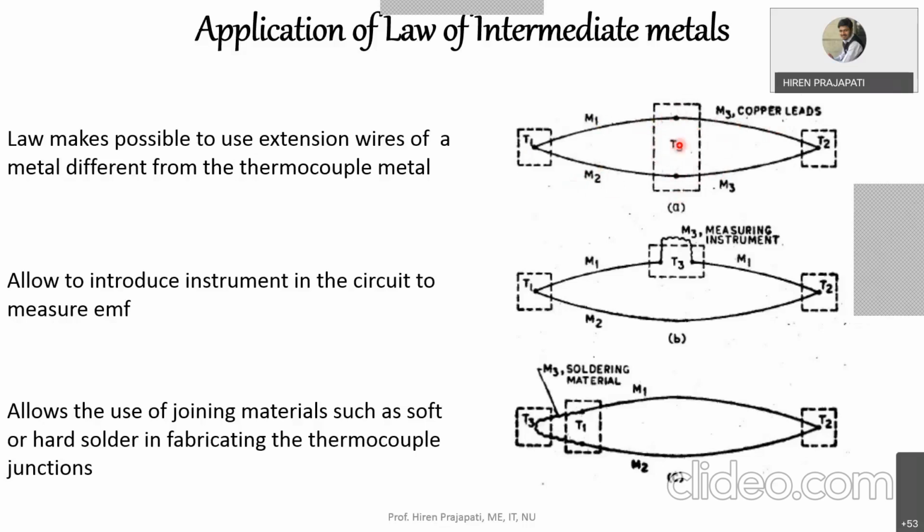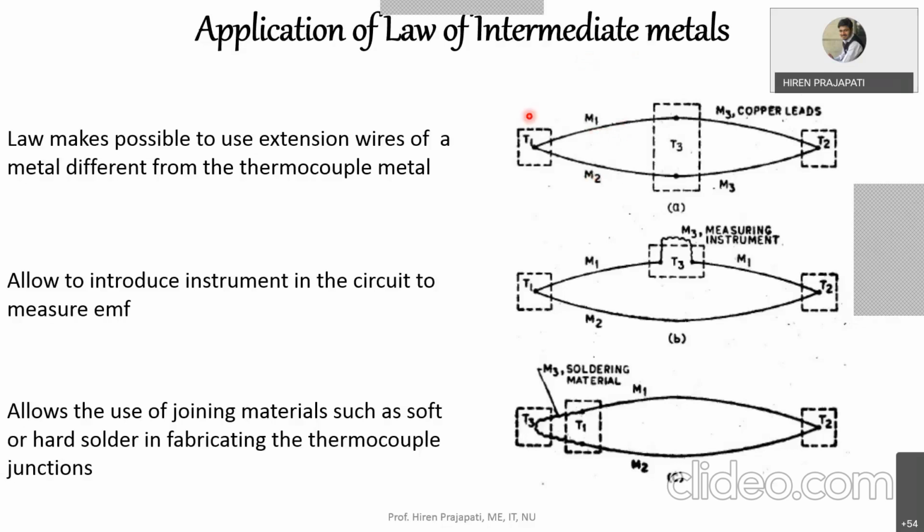T3, right? Now if I form a junction of copper wires at temperature T2, this is our measuring junction point, where we are doing the temperature measurement. These two junction points are kept at the same temperature T3. Then as per the intermediate metal law, there would not be any change in the EMF generated by M1 and M2. This is how the intermediate metal law is helpful to us here, because M1 and M2 are actually costly materials. They are the thermocouple materials, right?